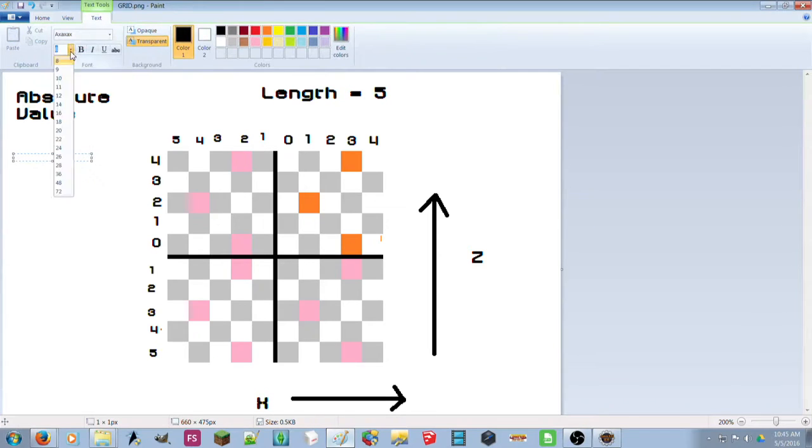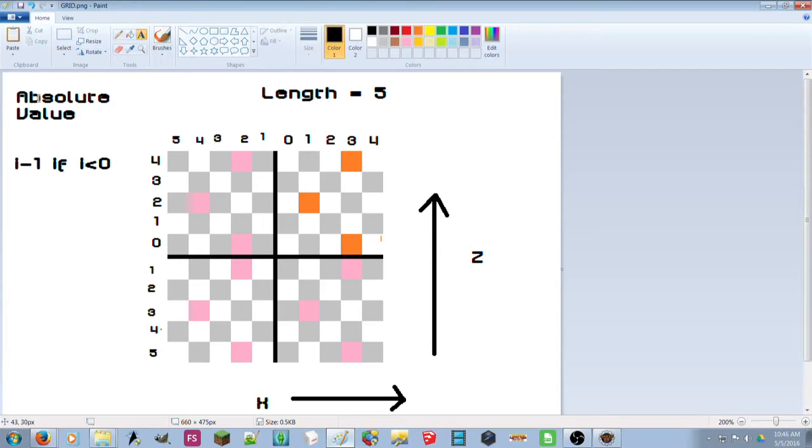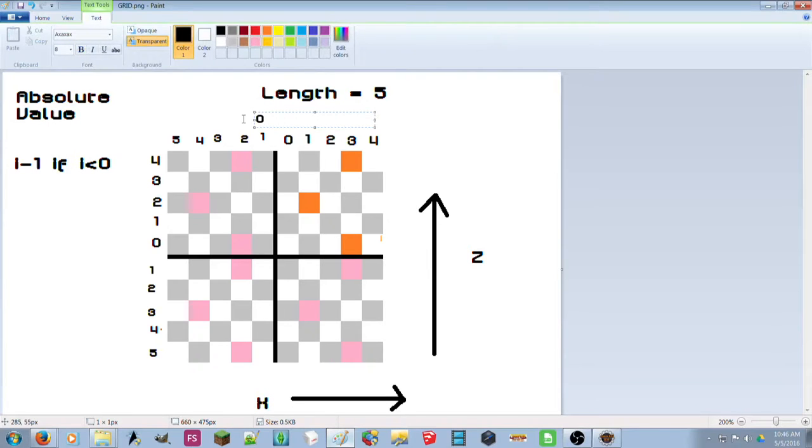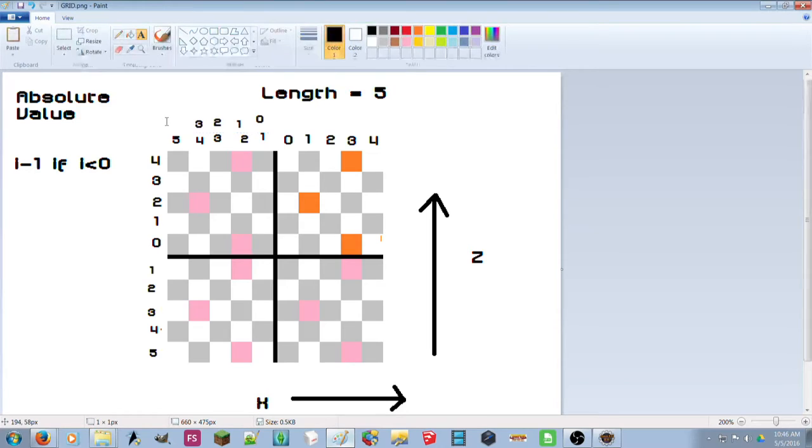Now we're going to say I minus 1, if I is less than 0. This is your first step, take the absolute value. Your second step is to shift your numbers downward, so that, going back to 8, 1 becomes 0, 2 becomes 1, 3 becomes 2, 4 becomes 3, 5 becomes 4.